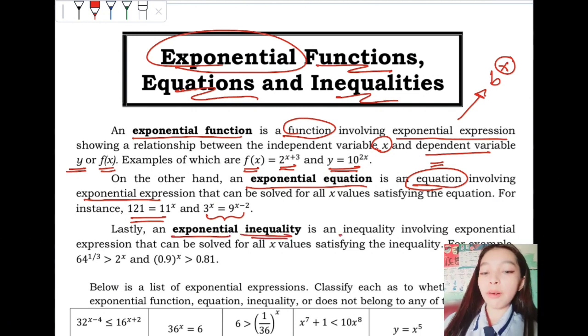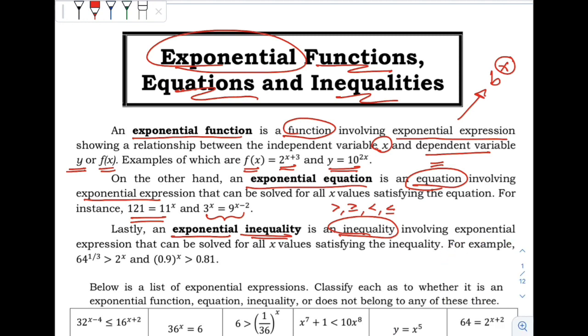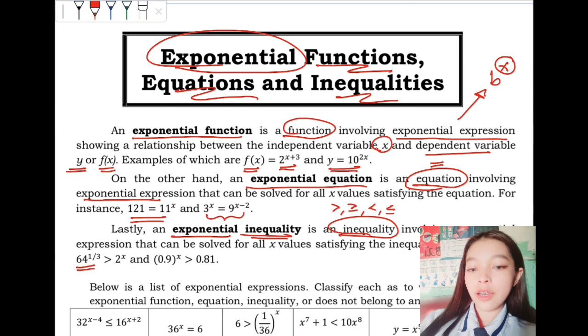Lastly, an exponential inequality. When we say inequality, it is one that uses greater than or equal to, less than or equal to, involving an exponential expression that can be solved for all x values. For example, 64 raised to 1/3 greater than 2 raised to x. The greater than sign indicates that we have an inequality, and 2 raised to x is an example of an exponential expression. So that means our inequality is an exponential inequality.